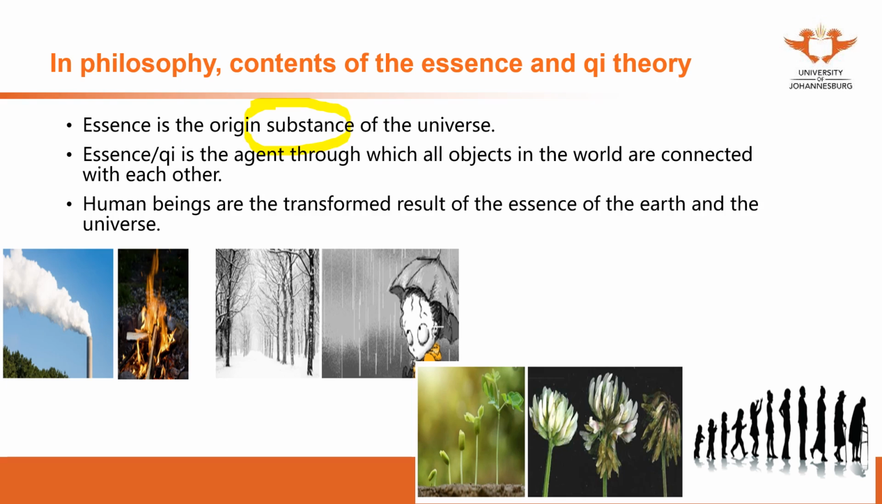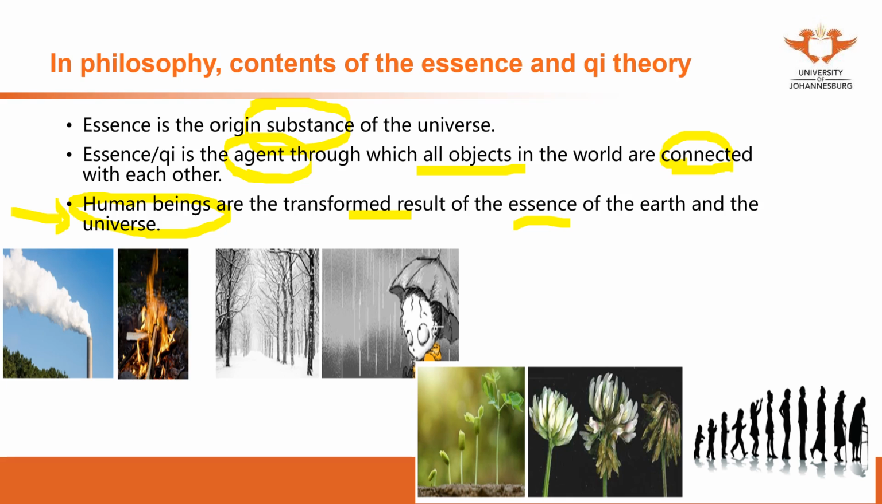The original system, no matter what kind of system, is a system. We also agree that the exons is the agent through which all objects are connected. So that's the function of the exons. And also we have discussed that human beings are the transformed results of the exons of the earth and the universe. The third statement, whether you agree or not, doesn't really matter.